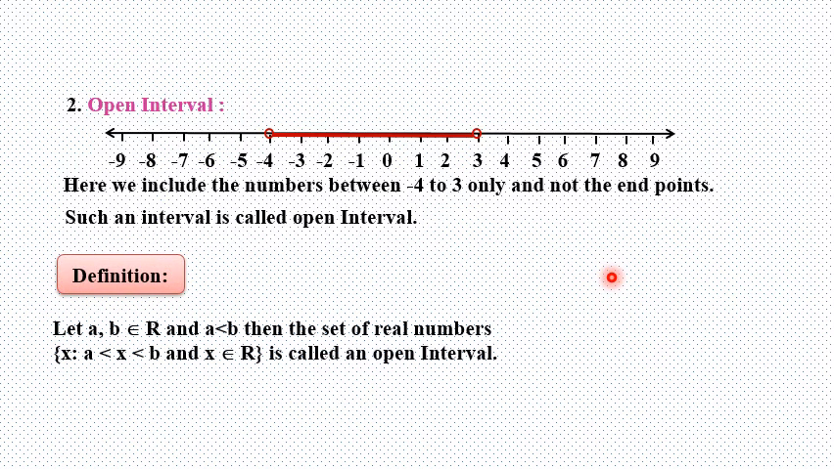Definition. Again, look at this. a and b are not equal. The equality sign is not taken here. It means x is more than a, less than b. So it is denoted by an open interval. Earlier it was a square bracket.